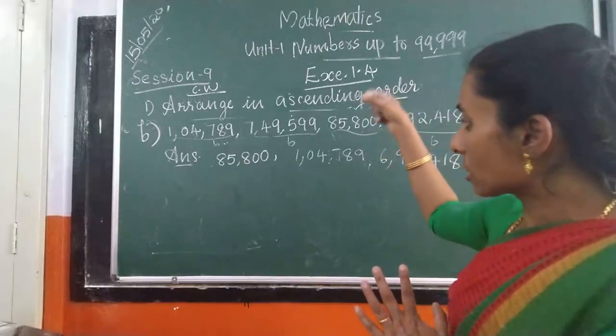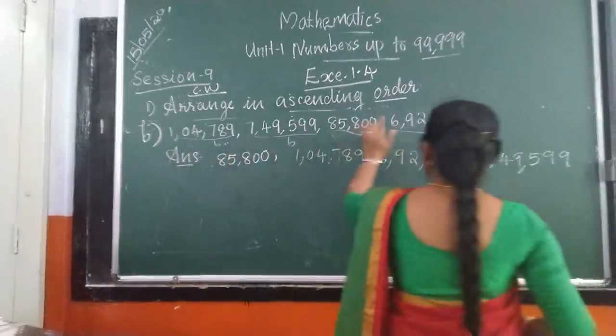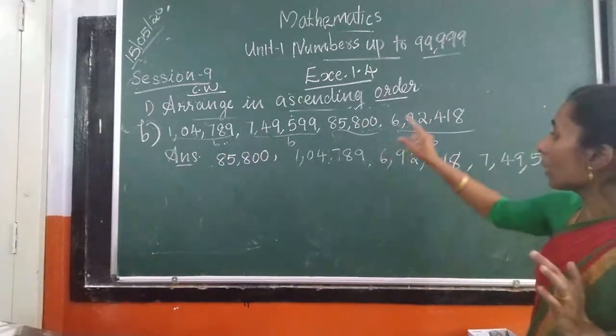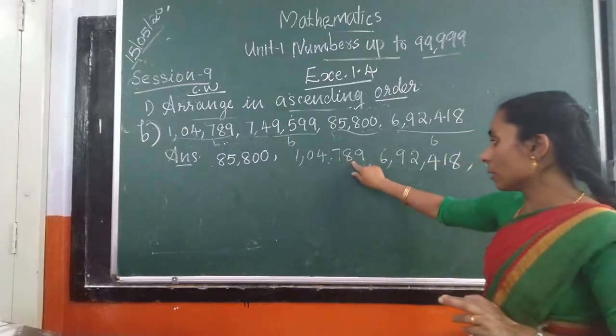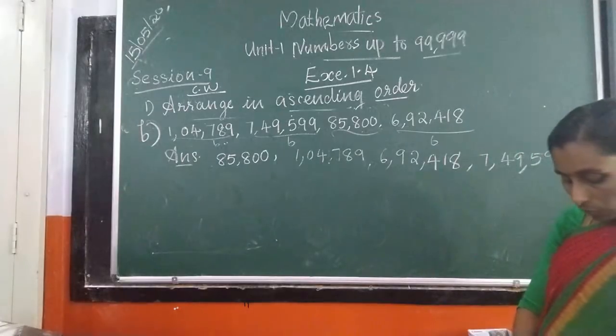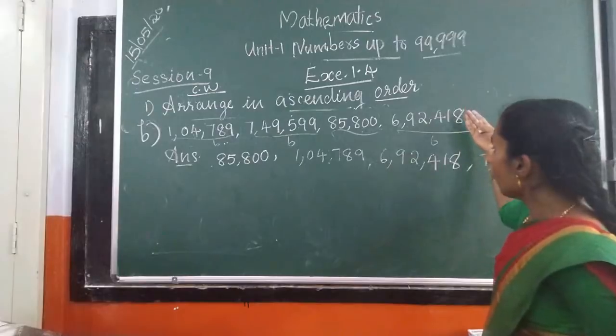If 3 numbers have the same digits, we need to go to the highest place. Highest place it is lakhs. Here 1 lakh, here 7 lakh, and here 6 lakhs. So 1 lakh is smaller than all other numbers. So here we have written 1,4,789.